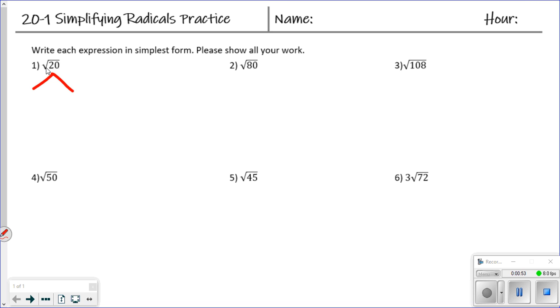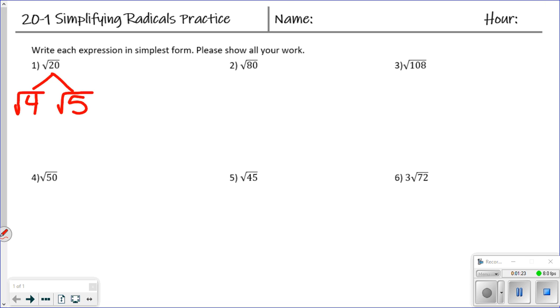So we're going to take 20 and divide it by our perfect squares. So 20 divided by 16, 20 divided by 9, 20 divided by 4. So 4 is the largest perfect square that goes into 20, or that 20 is divisible by. And then we're going to break it down. So think 20 divided by 4 is 5, or 4 times 5 is 20.